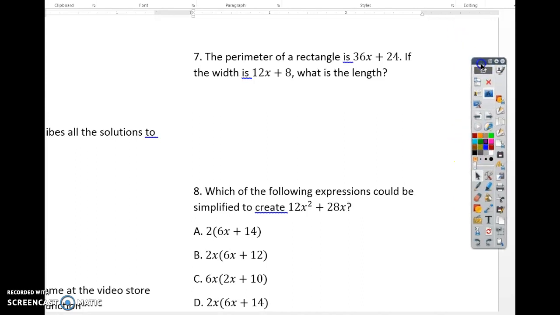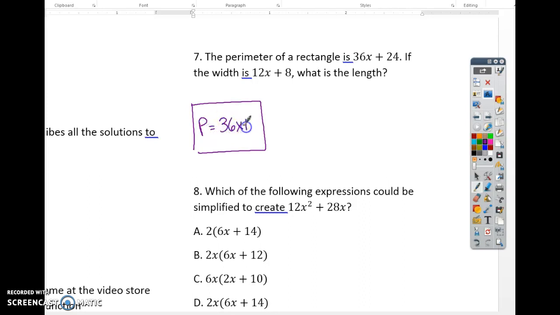And we've done something like this before, so I need you to draw a picture. We have a rectangle with a perimeter of 36x plus 24. Remember, perimeter is when you add up all the sides. And it says that the width, and I don't care which one you use for the width, is 12x plus 8. So if this is 12x plus 8, this has to be 12x plus 8. Remember, you add up all the sides, and it's supposed to give you 36x plus 24.